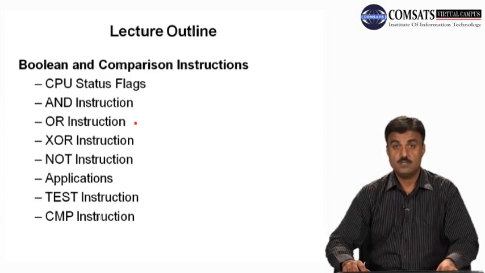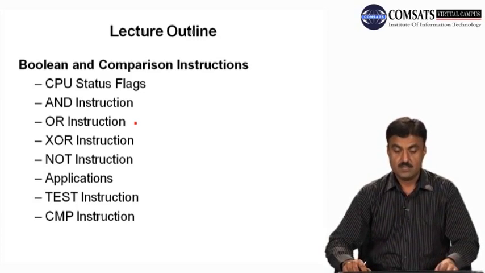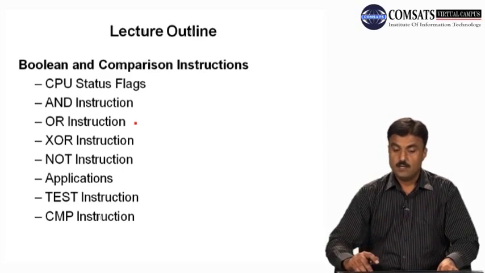We will review the flag registers, which we already discussed, and their main flags like auxiliary carry, sign, zero, and other flags. Then we will discuss the AND instruction. This is the Boolean operation.